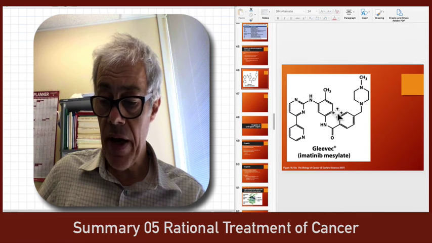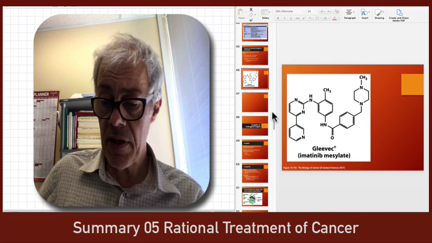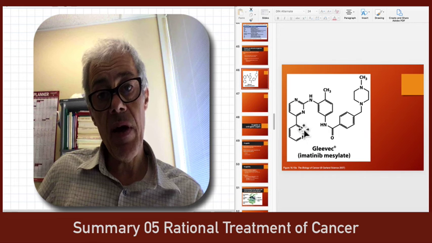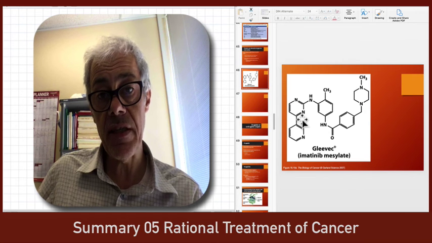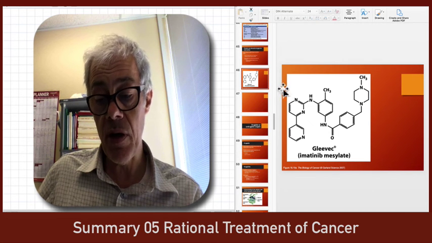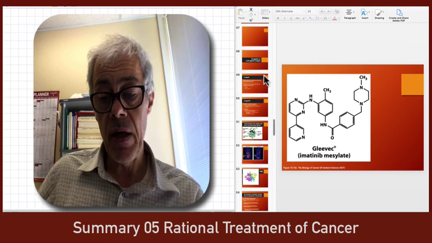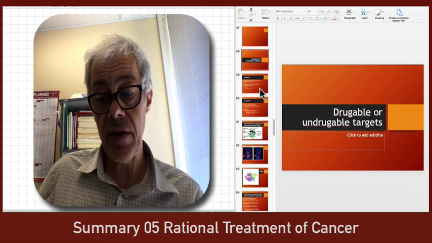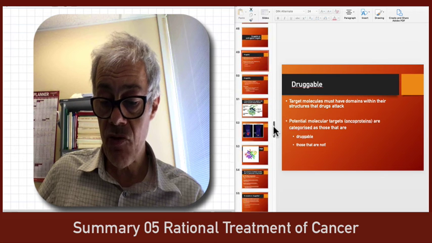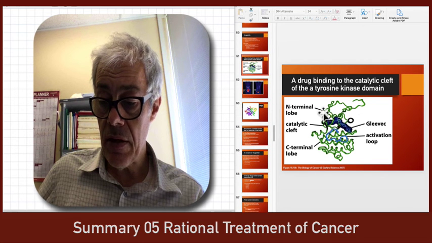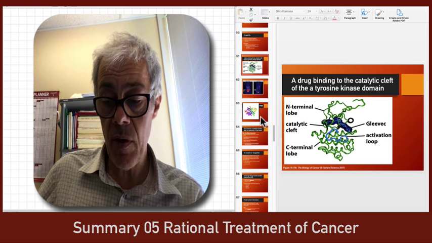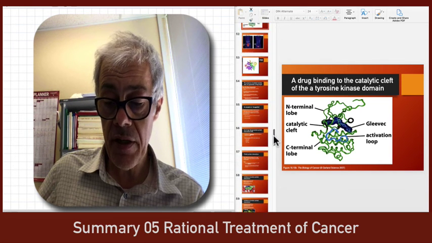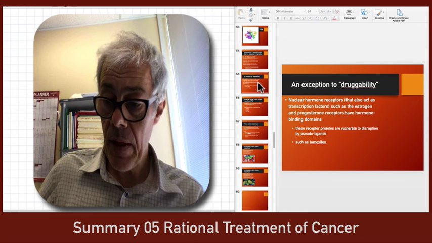Okay, so this is an example of a tyrosine kinase inhibitor. It doesn't look that way by eye, but somehow this molecule is mimicking the ATP molecule, and it's binding to the ATP pocket and precluding ATP from being used by the kinase to phosphorylate the target protein. So we talked about druggability. Again, here's a small molecule within a catalytic cleft of one of these kinases.